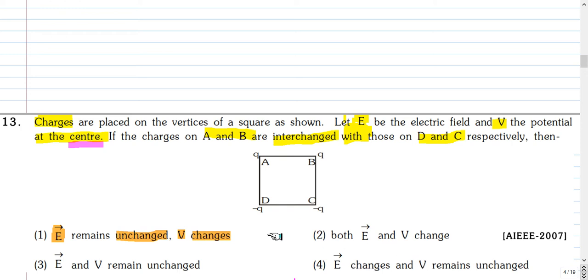We should know the formula for electric field due to a point charge and also the potential due to a point charge, and you have to sum the electric field due to all the point charges. Electric field is a vector, so that sum will be a vector sum. Potential due to all the point charges should also be added up, and potential is a scalar, so that sum will be a scalar sum. You can pause and attempt this question.